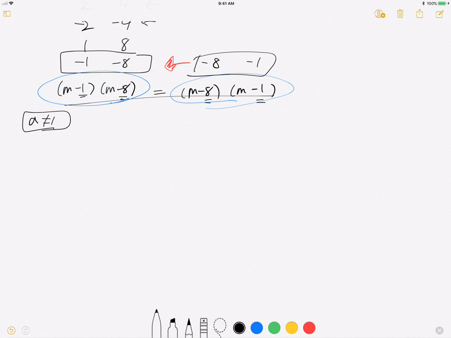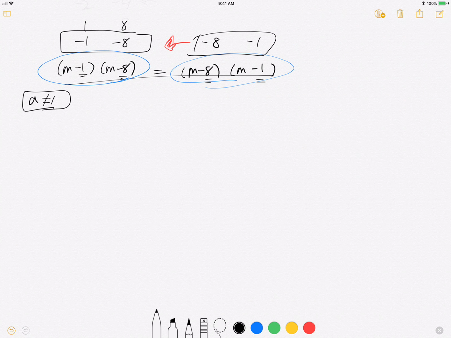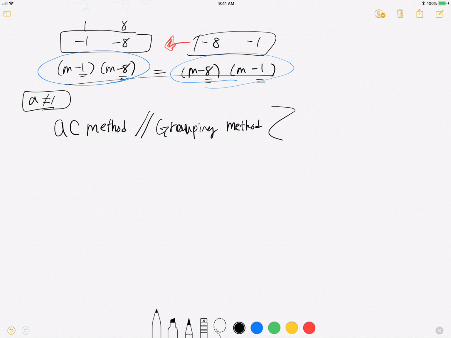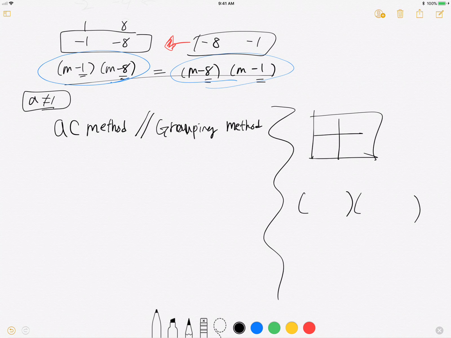But when a is not equal to 1, that's when it starts to get a little tricky. In the very beginning, we struggle with this a lot. But what a lot of kids worked with best is called the AC method, or the grouping method. Aside from those, there were some kids who like to use the boxes, or just straight up use the parentheses. Those also work as well.